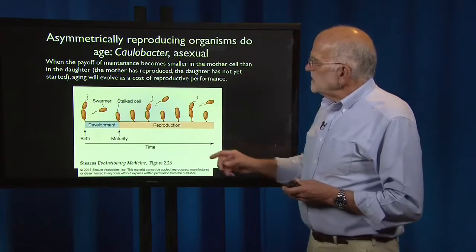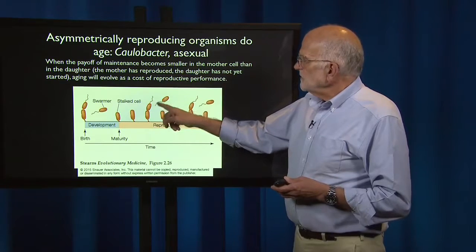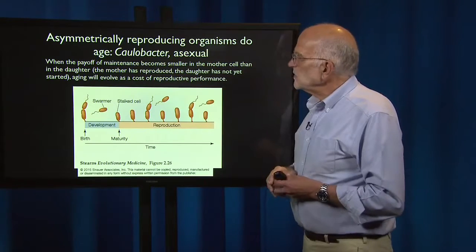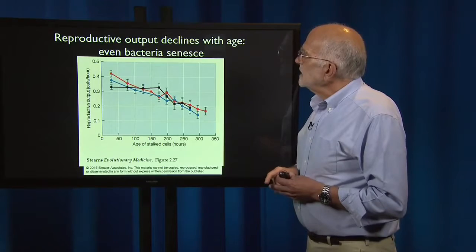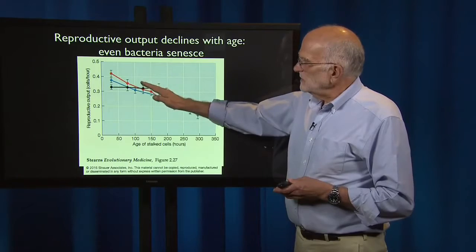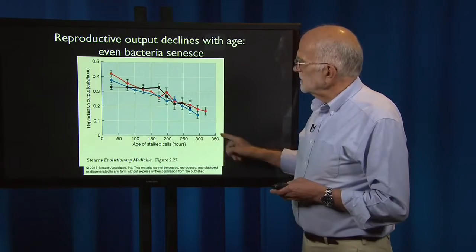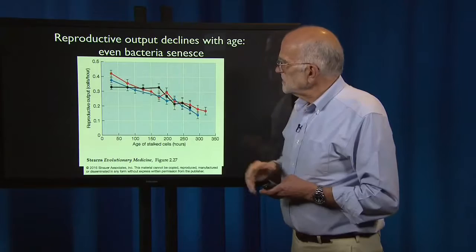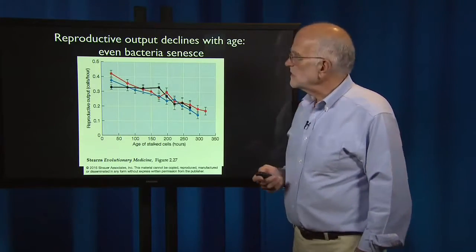Now, when the payoff of maintaining the mother cell becomes smaller than maintaining the daughter cell, so the mother is reproduced, the daughter is not yet started, then aging will evolve, and it will evolve as a cost of reproductive performance. And when we measure reproductive output in Caulobacter, it does decline with age. So this is reproductive output in cells per hour. This is the age of the stalked cells here. The three lines are three different replicates, and you can see that there's a very consistent decline in reproductive output with age. So this was the first observation that bacteria senesce.